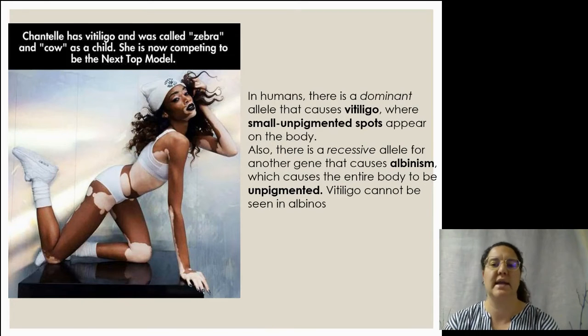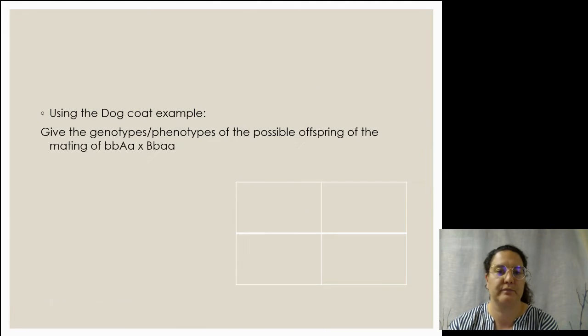In humans, there is another dominant allele that causes vitiligo, which is small unpigmented spots that appear on the body. And there's also a recessive allele that causes albinism, which causes the entire body to go unpigmented. But vitiligo cannot be seen in albinos because the albino genes prevent any pigment from forming in the first place.